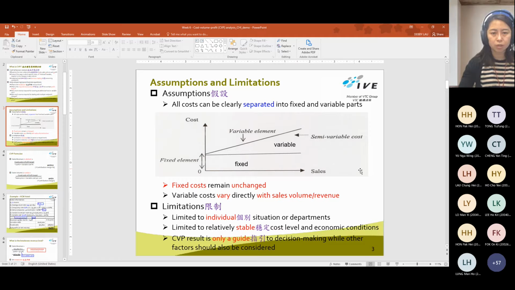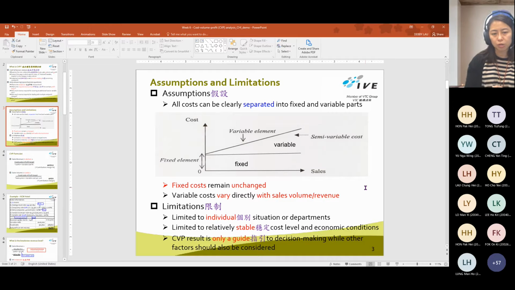Okay, we go back to slide 3. So I explain in English. For this theory, we have some assumptions involved. The first one is that we have to clearly separate the cost into fixed and variable. According to last week, we have elements called mixed cost or joint cost, which combine fixed and variable elements inside. So you have to separate how much is fixed and how much is variable cost, for applying the formulas.